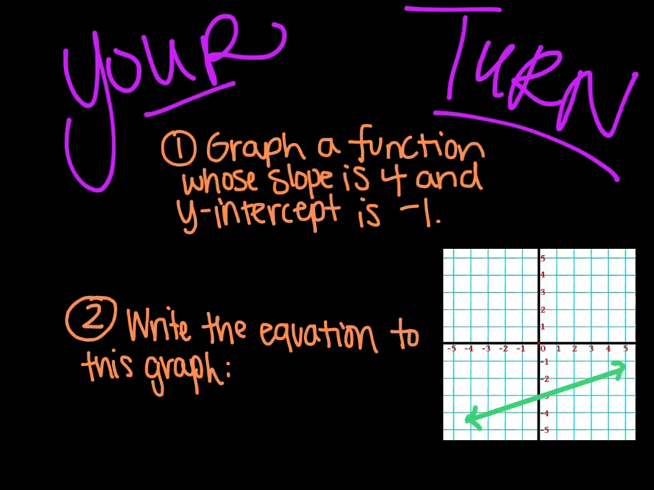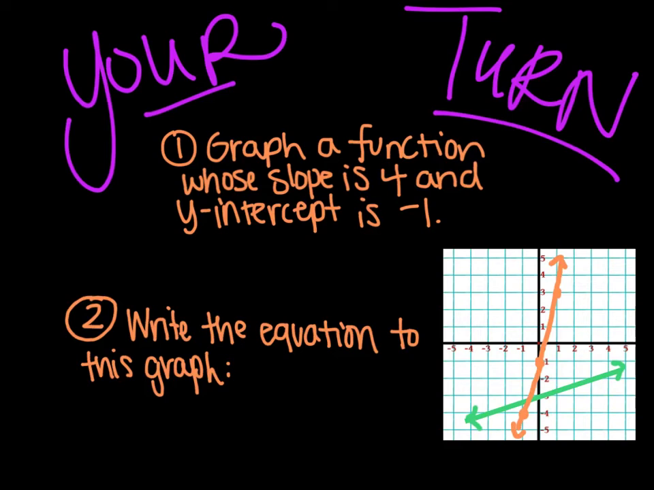Alright, number 1, graph a function. I'm going to just draw it on this graph right here. It's going to be in orange. Y-intercept is -1. Slope is 4. So you should have a line that looks like this, positive and pretty steep.